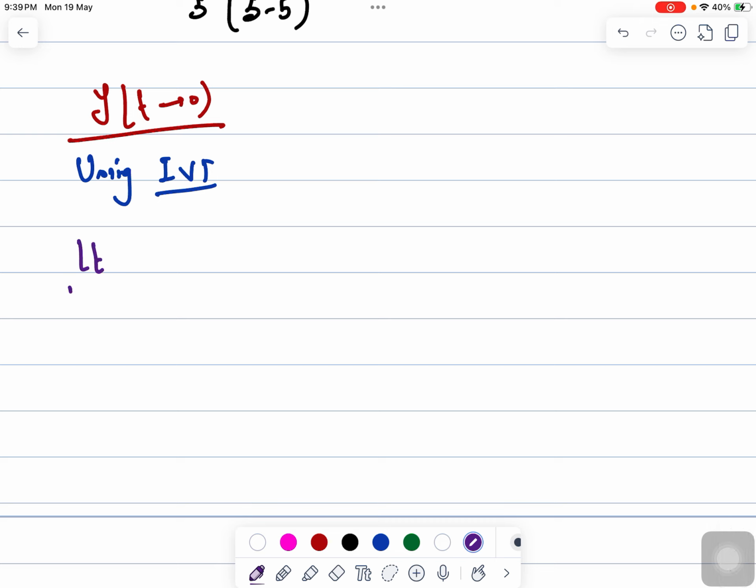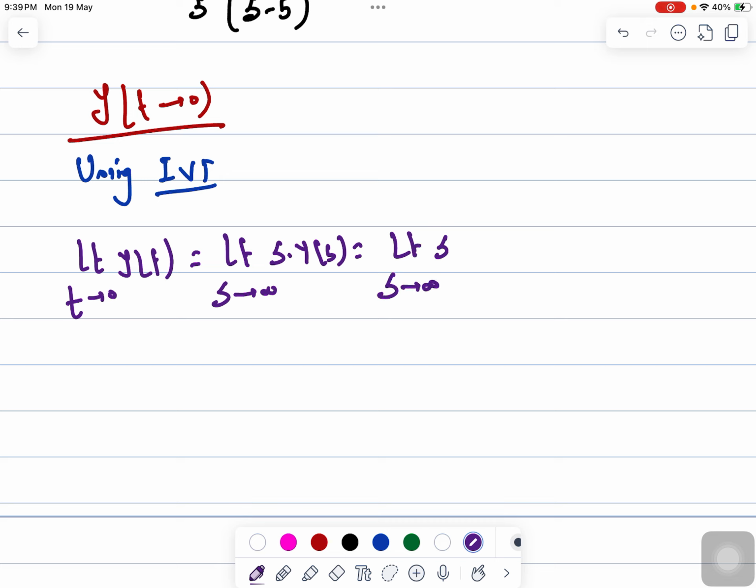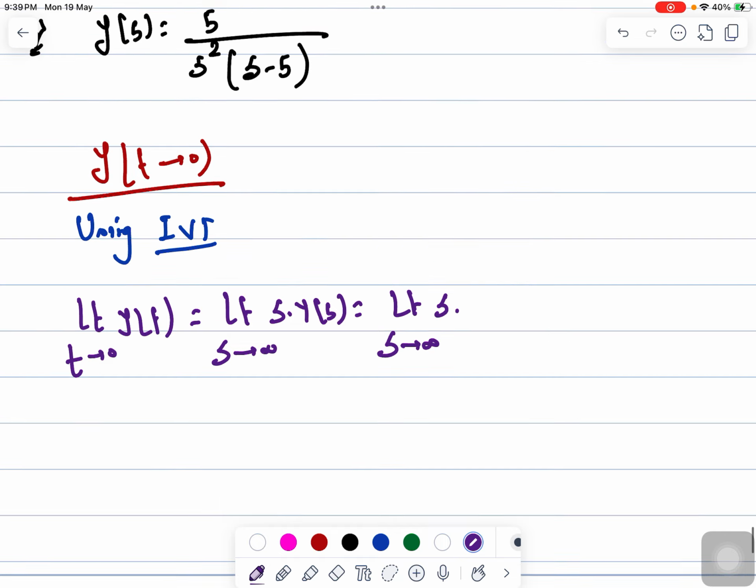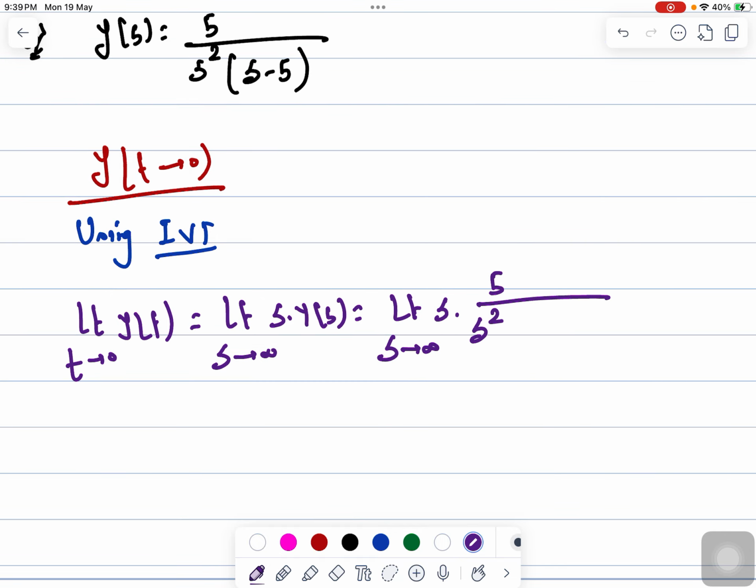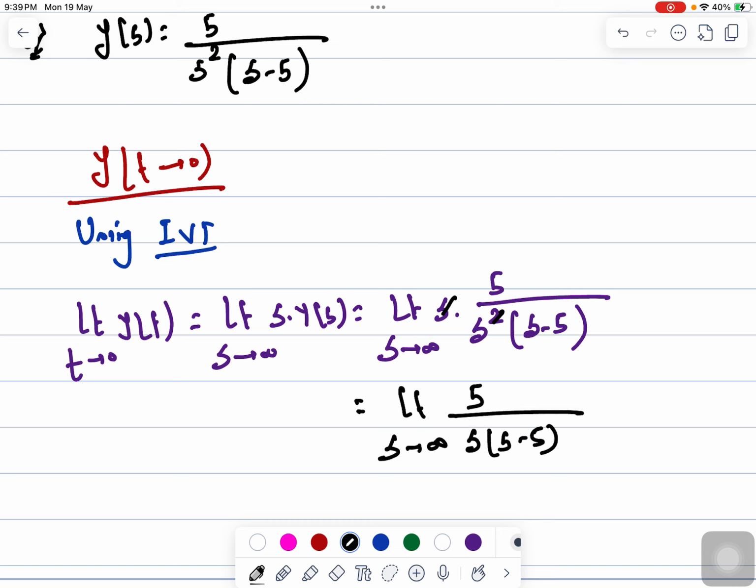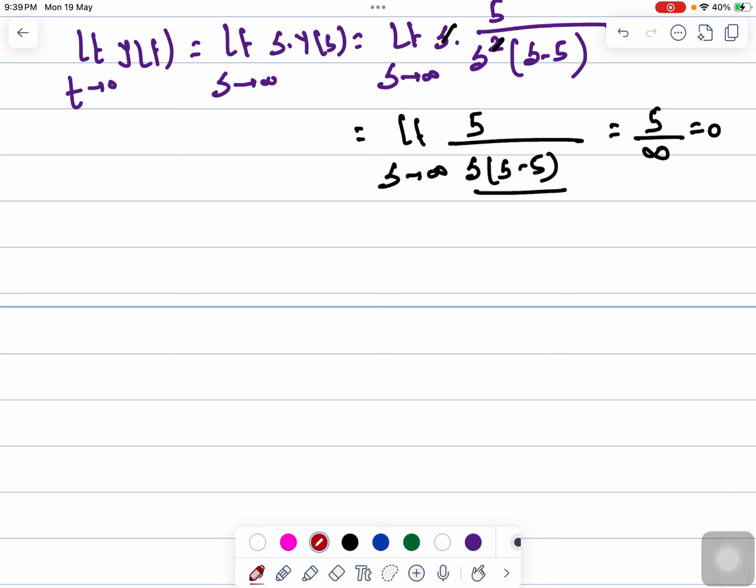the limit t tending to 0 of y(t) can be written as the limit s tending to infinity of s into Y(s), which equals the limit s tending to infinity of s into 5 divided by s squared into (s minus 5). So this s and s will get cancelled out, and finally you will be left with the limit s tending to infinity of 5 divided by s into (s minus 5). Is that clear? If I substitute infinity in the denominator, that equals 5 divided by infinity, which equals 0. So the initial value of this response, the limit of y(t) as t tends to 0, will be equal to 0.